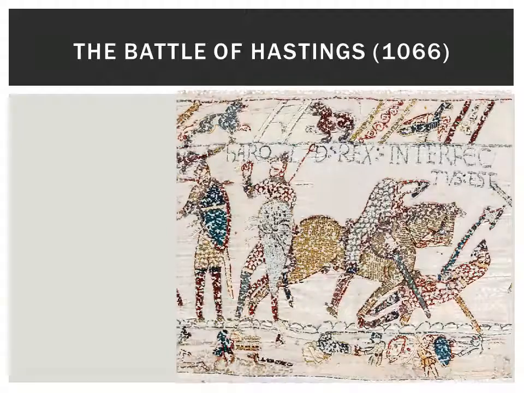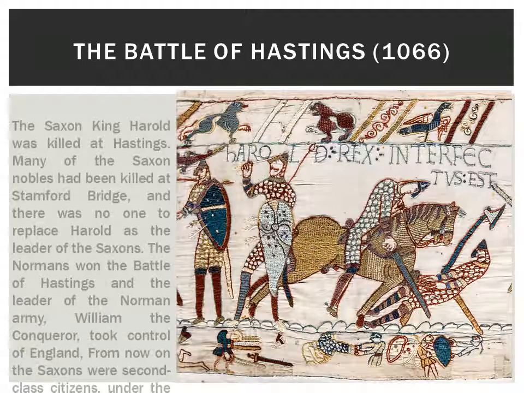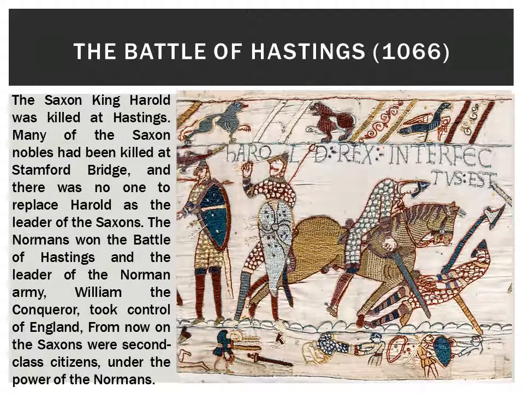So the Battle of Hastings is the turning point in English history. The Saxon king was killed. Lots of the other leaders of the Saxons had been killed at Stamford Bridge in the north of England, and there was nobody else to replace Harold as the leader after he was killed, so basically the Normans won the battle.